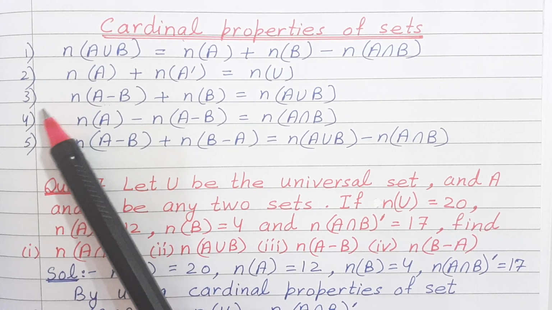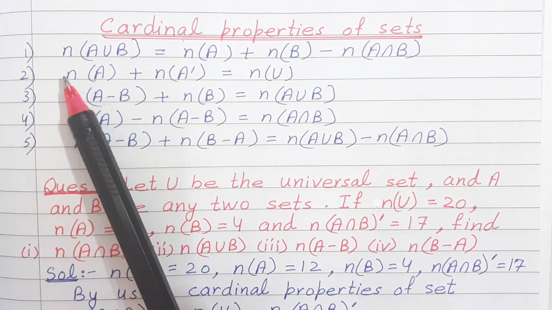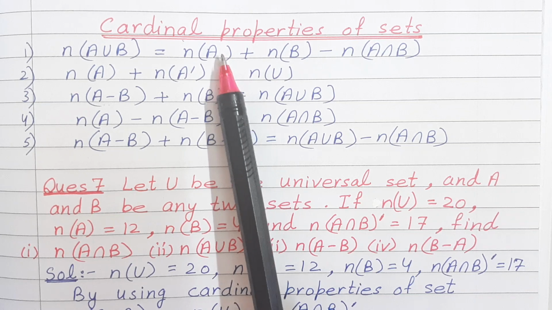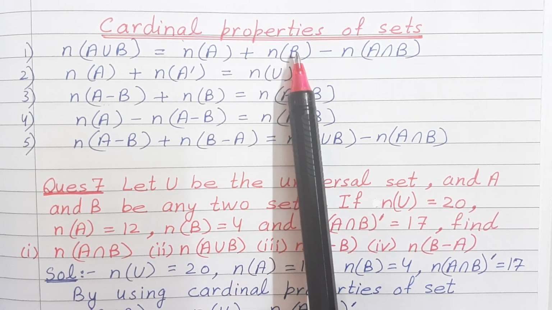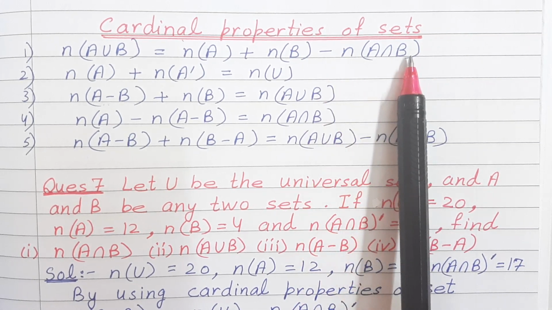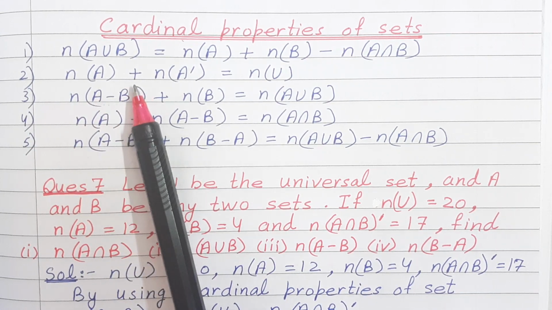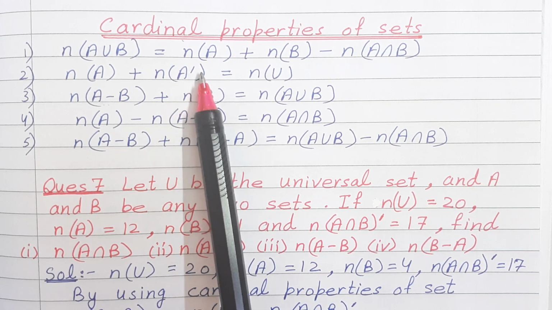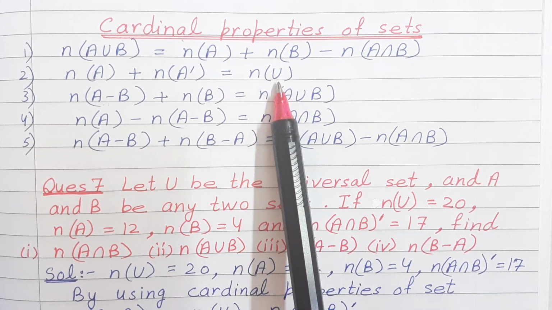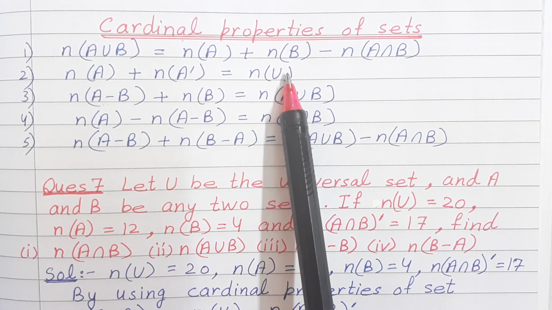Now children, let us discuss cardinal properties of sets. Number of elements in A union B is equal to number of elements in A plus number of elements in B minus number of elements in A intersection B. Then the second is number of elements in A plus number of elements in A complement. That means if you add A with A complement, we will get the universal set. That means all the elements will come together, right?